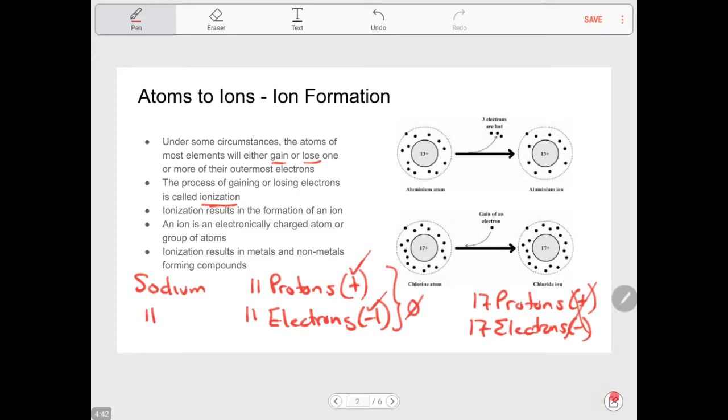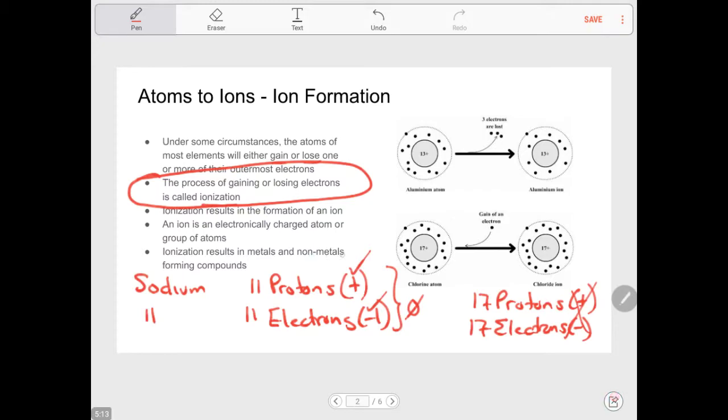What we're talking about now in this lesson is ion formation, and that is because the atom is now either losing or gaining electrons. And you have to remember, an electron is a negative charge. So we're going to move now from an atom that has no charge to an ion that does have a charge. An ion is an electrically charged atom or group of atoms.